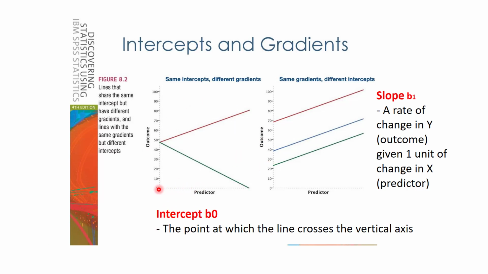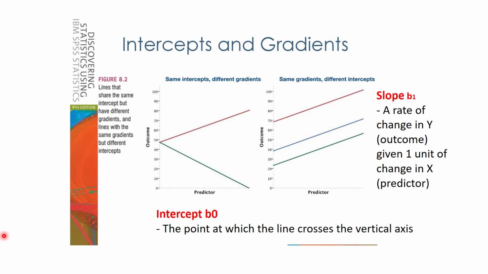Vertical axis represents the scores of the dependent variable or the outcome, and horizontal axis represents the scores on the independent variable or the predictor. The red line indicates a positive relationship between the predictor and the outcome because every time a score of the predictor increases, a score of the outcome also increases. The green line indicates a negative relationship because every time a score of the predictor increases, a score of the outcome decreases.